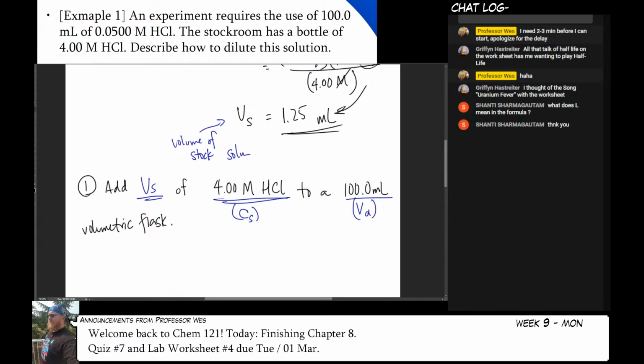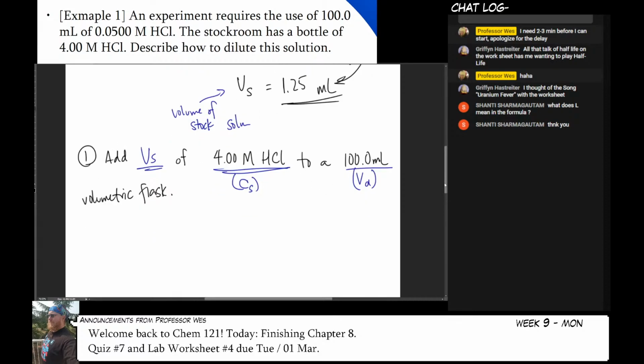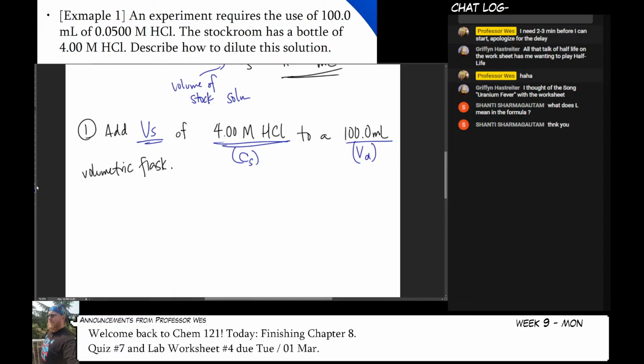As a result of you choosing the volume to prepare, that number is going to depend on what the problem is asking you or what you want it to be. So that's step number 1. Visually, that's going to look like this. Here's my flask, and there's a mark on it that says 100 milliliters.